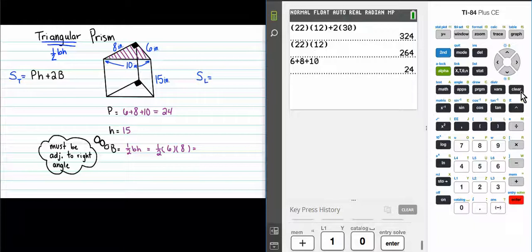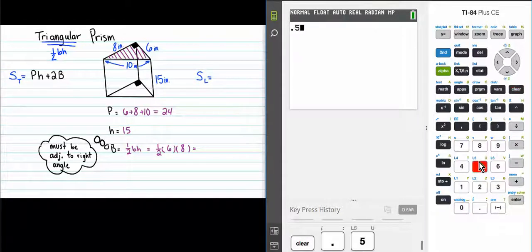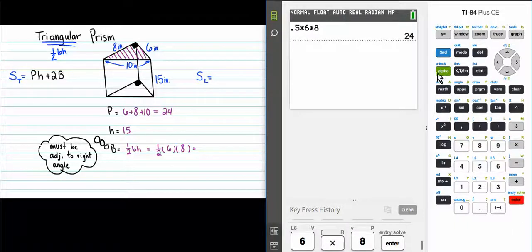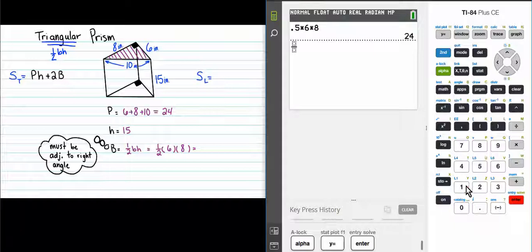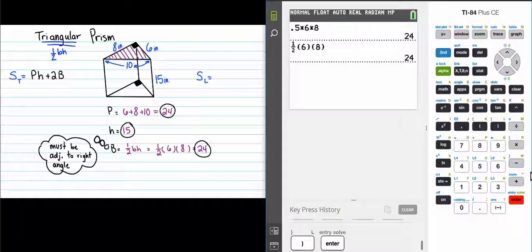So what's half? Or I could say 0.5 times 6 times 8. And then in case you're worried, if I type in half, I can. It just takes me a little bit longer. Half times 6 times 8, I still end up with the same answer. So my capital B is also 24. Now I can sub them in. Notice how I got all three parts.